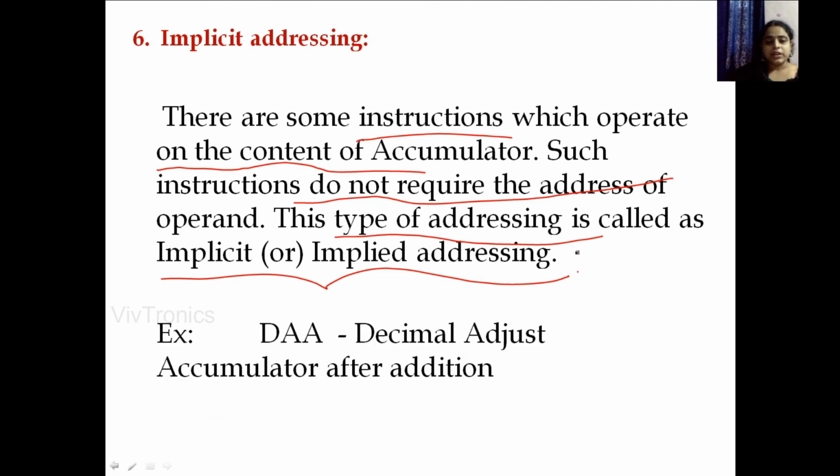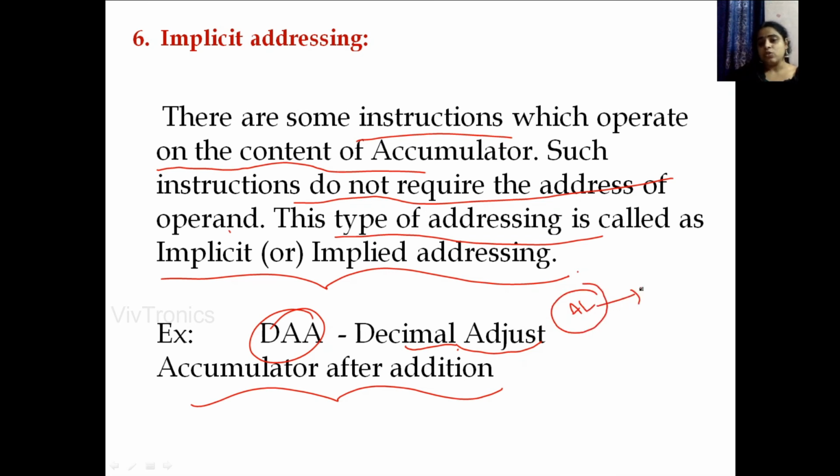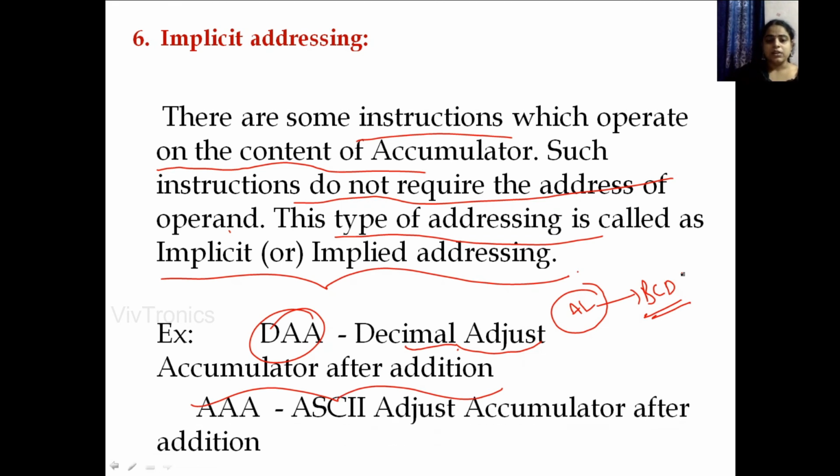An example for this is DAA. DAA stands for decimal adjust accumulator after addition. So it works only on the AL register. What is the purpose of this instruction? It adjusts the number in the AL register to a pure BCD number. And AAS is ASCII adjust accumulator after subtraction. Okay, so this is the implicit addressing mode.